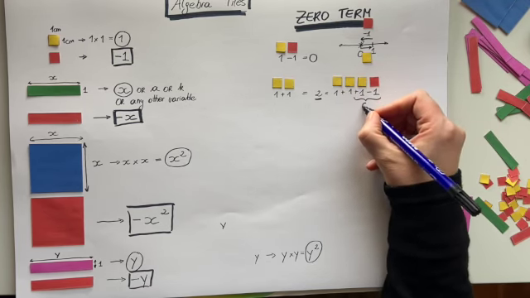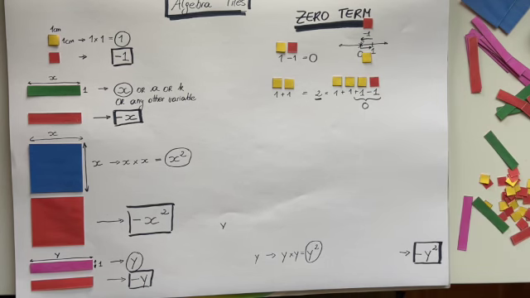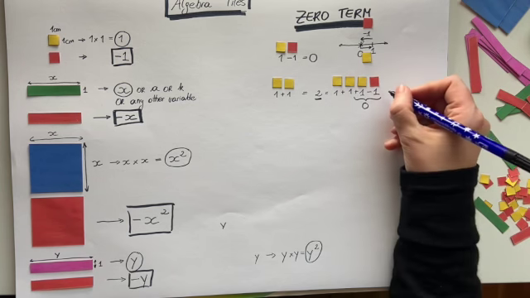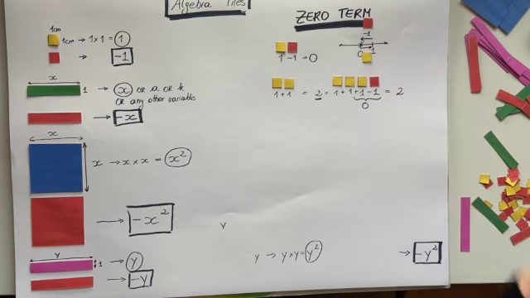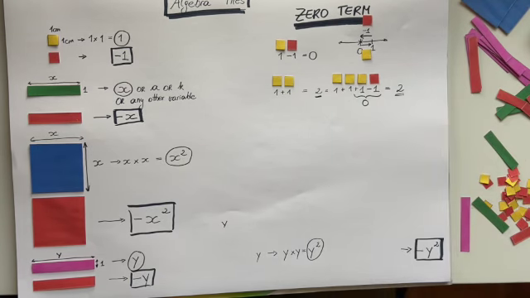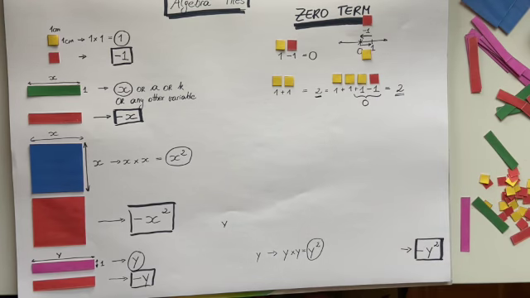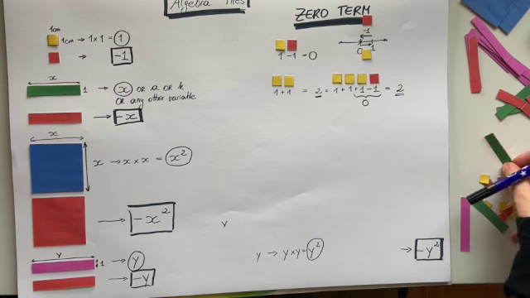I've just added 0. Now, if I add 0 to 2, I add nothing to 2, right? And if I add nothing to 2, then I'm still left with 2. And this is something that becomes quite important in algebra later on, that you can always add 0. You can add the 0 term to an equation at any time.